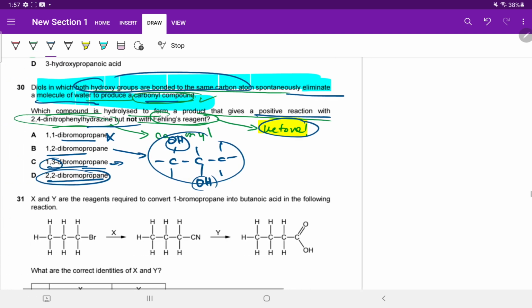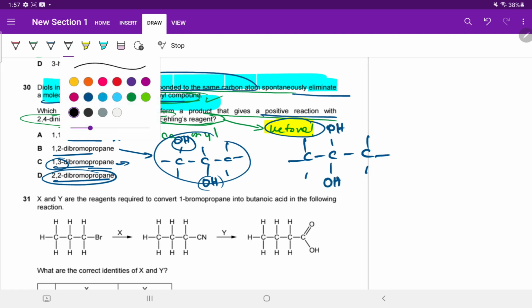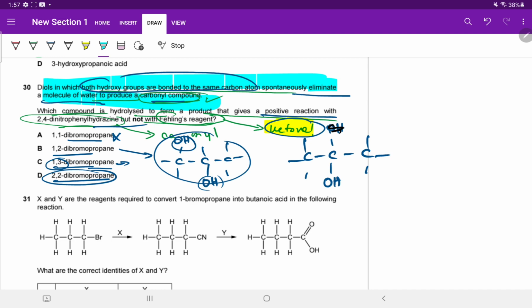Now let's come to option D. It says 2,2-dibromopropane. So once again 3 carbons, with two bromines on the second carbon. Whenever this will be hydrolyzed, these bromines will be replaced by OH. Now they have given us that these two OH will spontaneously remove water to form a carbonyl compound. Since this is from the second carbon, this will form a ketone, because we cannot form an aldehyde on the second carbon. So D shall be a correct response.